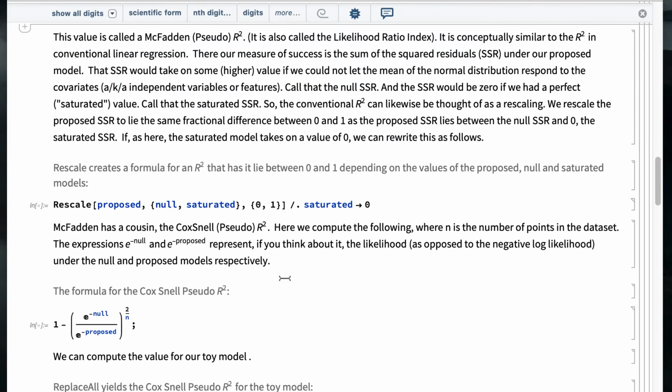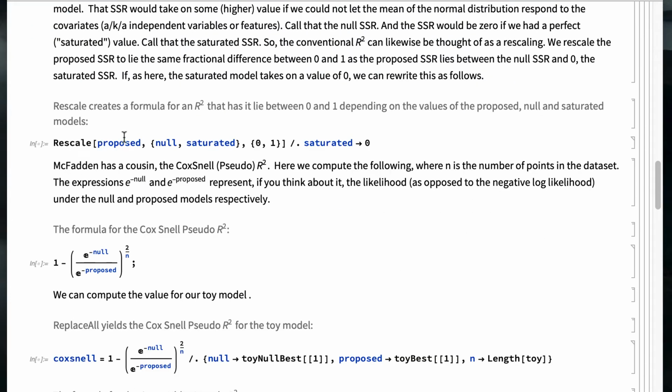And in general, we can think of one of these R-squareds as a rescaling between our proposed model, our bad null, and we're going from a space in which the bounds are the null model, which is cruddy, and the saturated model, which is usually awesome, to 0 to 1. And in many cases, the value of the statistic in the case of a saturated model is 0.